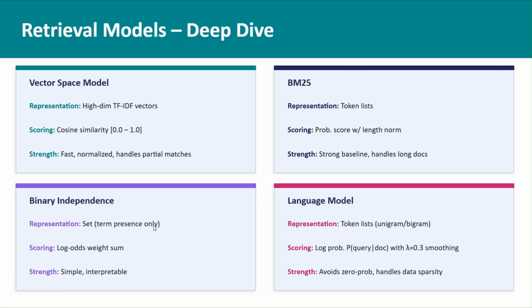And then the binary independence model, BIM, the simplest one. It just asks whether this word is in the document or not, just answering yes or no, like a checklist. And then the language model. This asks if this document wrote your query or not. How likely is that? It is probability based, and it handles rare words using smoothing, so nothing gets a 0 score. That's the language model.